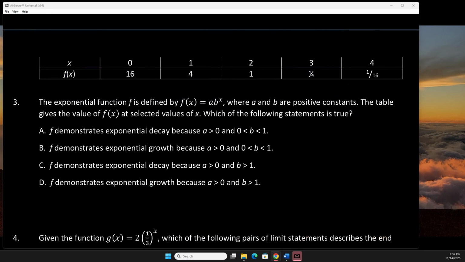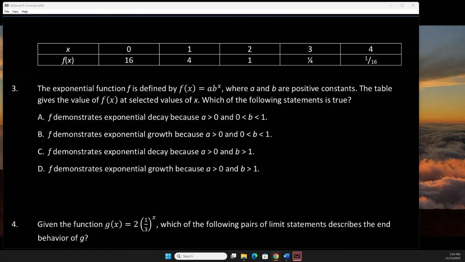All right. And then number 3, we have a table of values. It tells us it's an exponential function. It also tells us the base form of it, a times b to the x, where a and b are both positive constants. And we want to know what's true. Well, it tells you that a and b are positive, so a is greater than 0. a is actually 16 in this question. We don't technically need it to answer the question. What we need to figure out is if we're doing growth or decay, and then the reason why it is that.